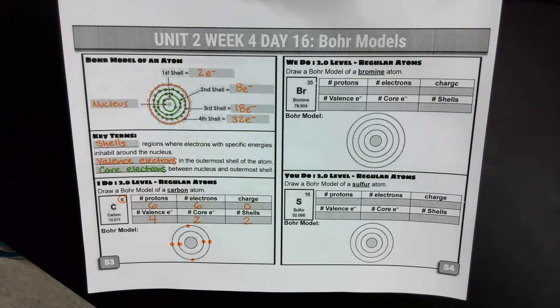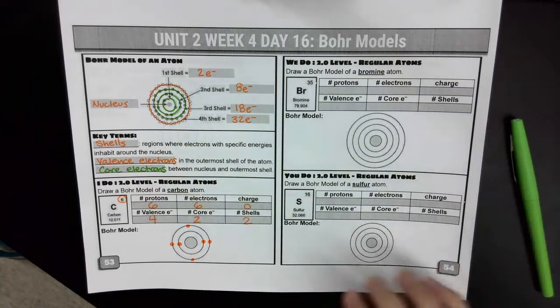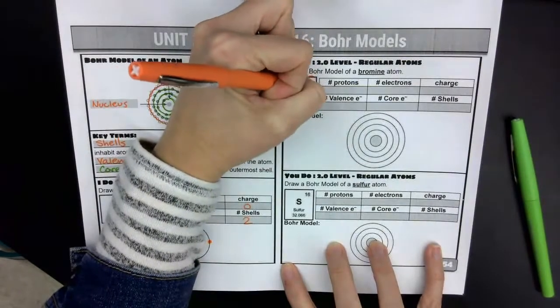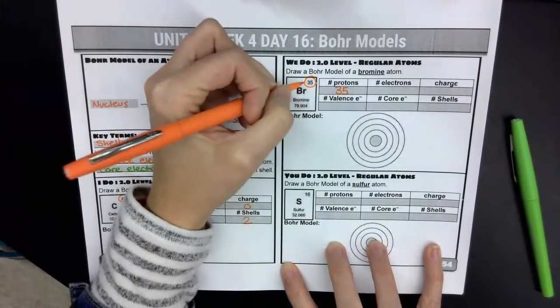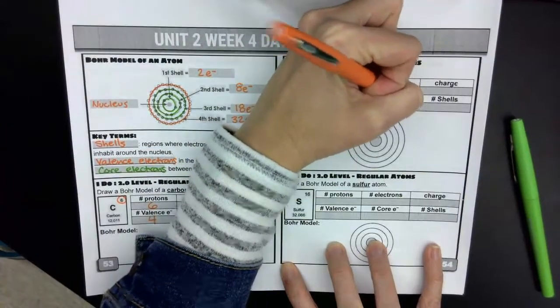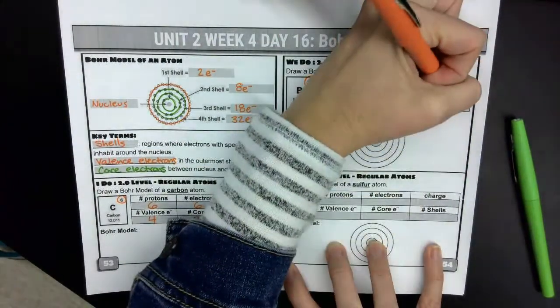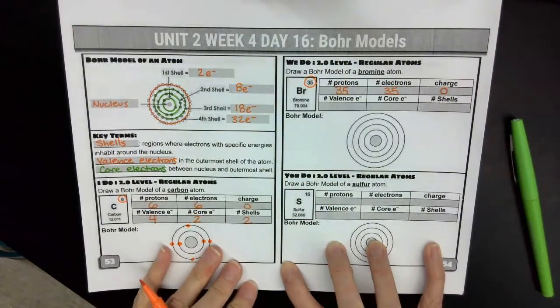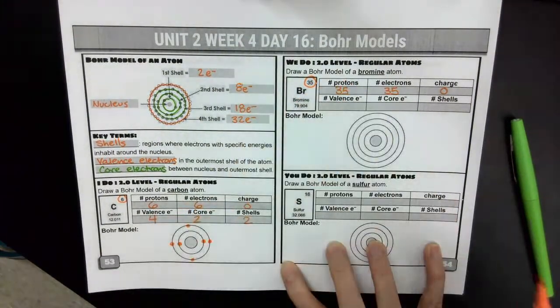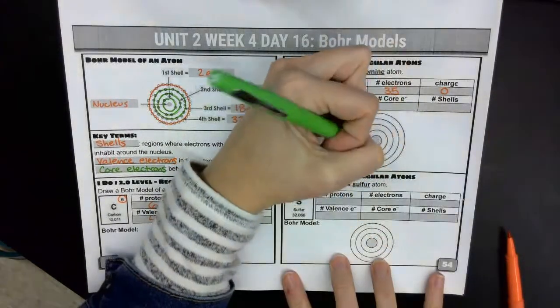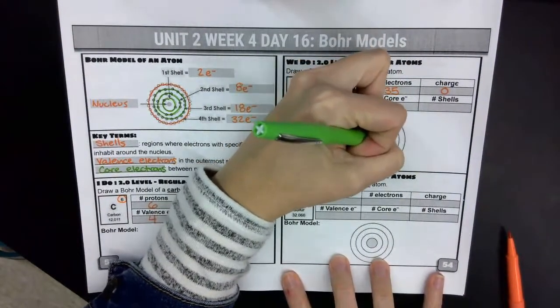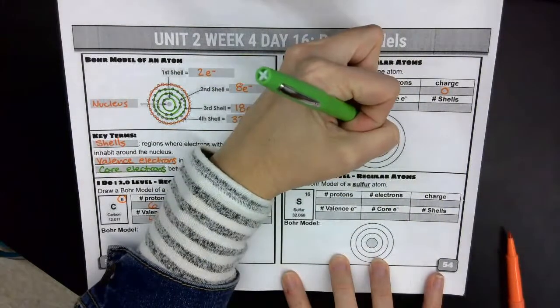So we're going to do this next one. So now we've got bromine. And bromine, we're going to look at this number up here to tell us the number of protons. That's 35. And this is also going to tell us the number of electrons, which is also 35. The charge is going to be 0 because this is a neutral atom. And then now we're going to do our dots. So I'm going to stick with the colors we talked about earlier. So core electrons, I can put 1, 2 in the first shell. I can put 8 in the second.